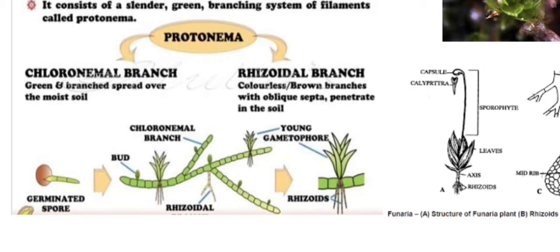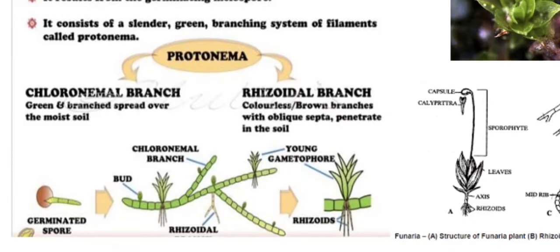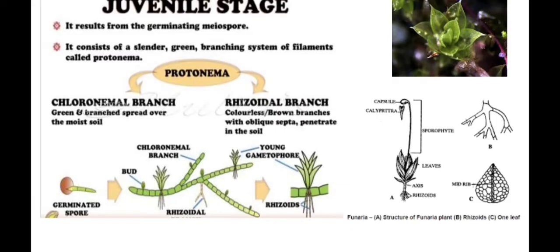The chloronemal branch is the green branch spread over the moist soil which performs photosynthesis, and the rhizoidal branch, whose main function is anchorage and the absorption of nutrients. It is a colorless to brown branch with oblique septa and helps to penetrate the soil.